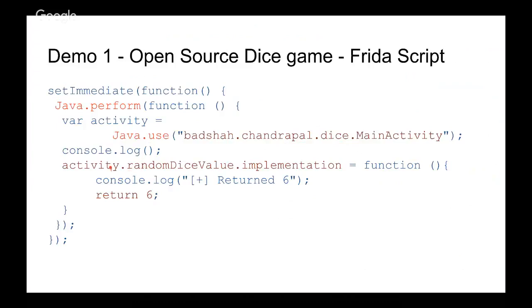Then we do console log, which is nothing but a print statement in JavaScript. Then we go with activity dot random dice value, which is the function, dot implementation. So we define the implementation, and we are in no way going to call the original function. So whenever the button is clicked, this executes. Then you get the console log, return 6. Then this returns 6.